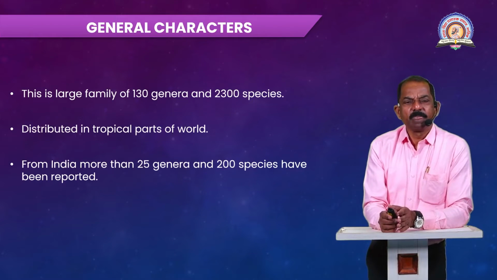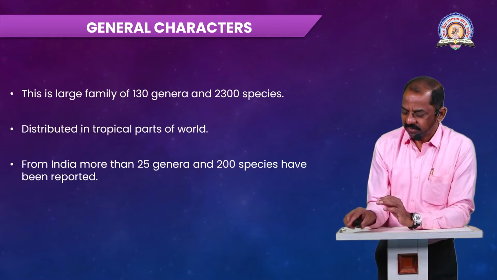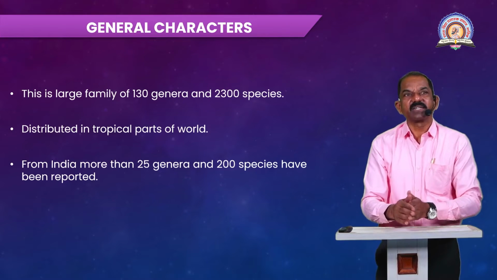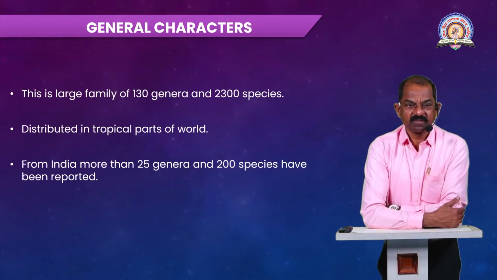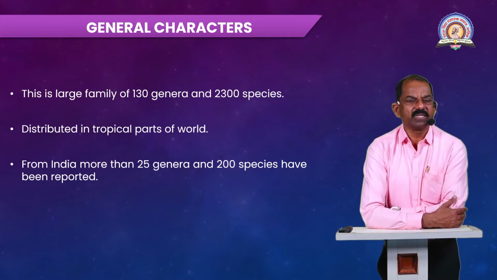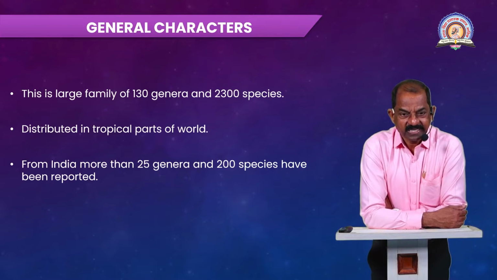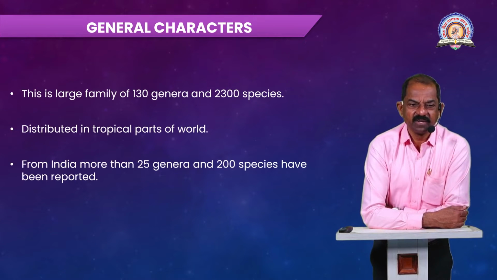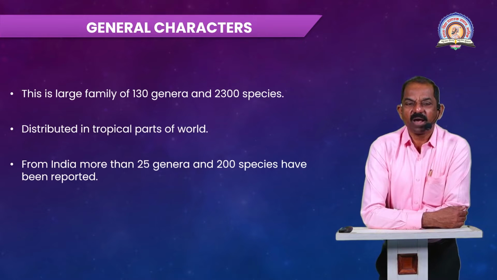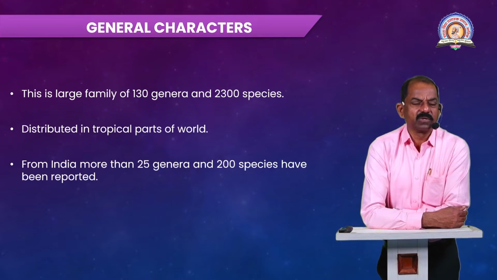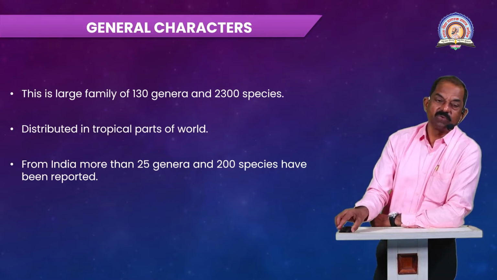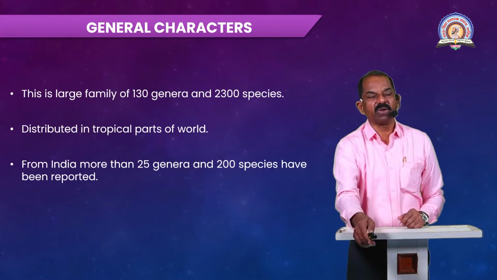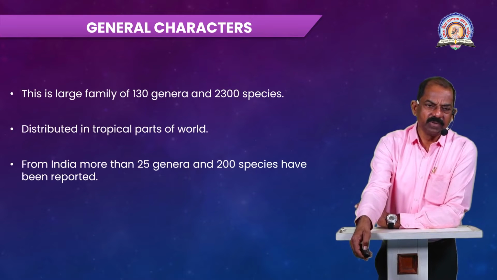Then we will see the points related to this family, that is, the general characteristics of the family. So friends, this family Annonaceae is a large family, and there are about 130 genera and 2300 species, distributed in the tropical parts of the world. Out of these 130, 25 genera are present in our country, and about 200 species are reported in India.